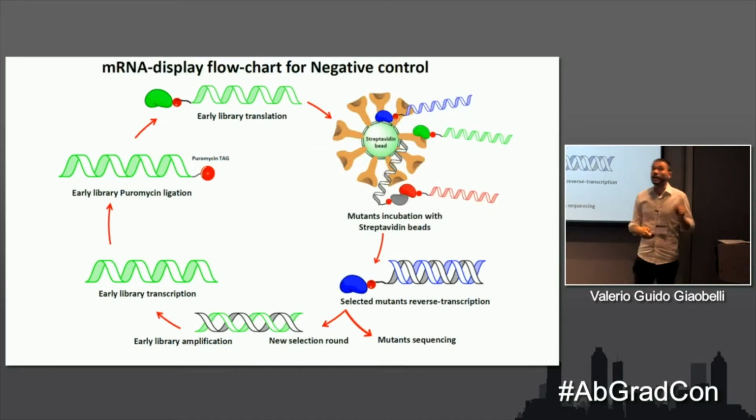It's also important to have the negative control, because I don't know if someone has worked with RNA, but RNA is really sticky. So we have to subtract the noise from the project.